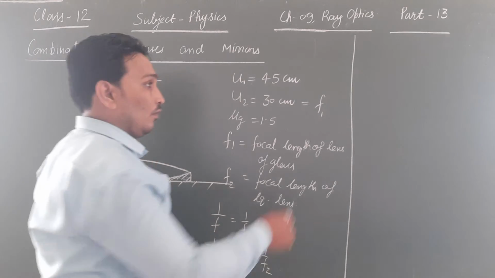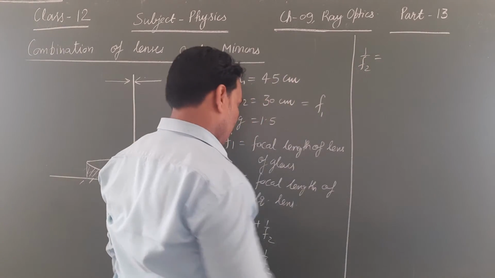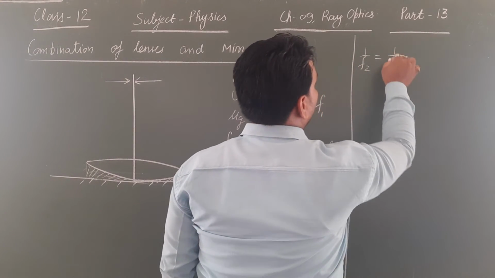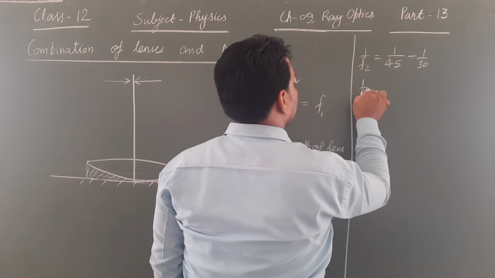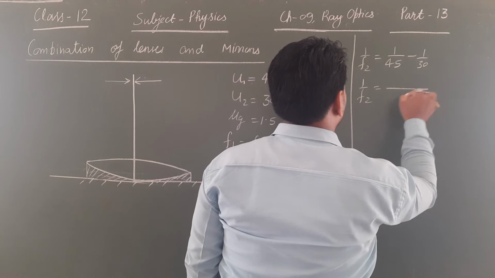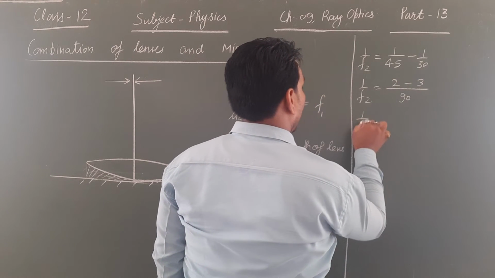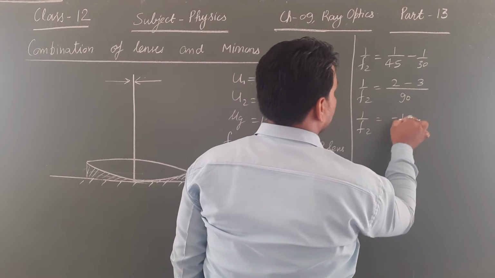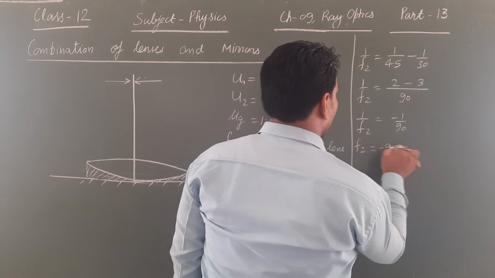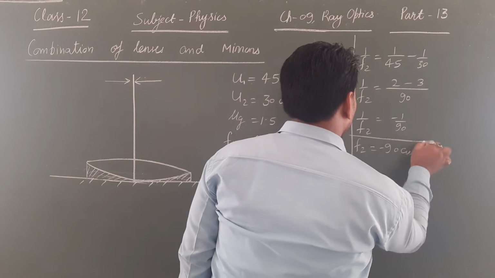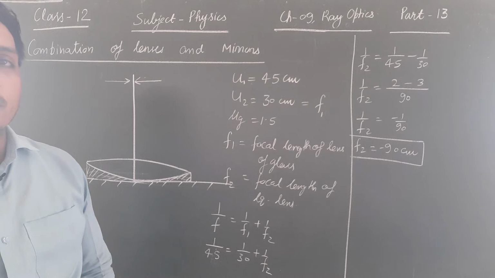So from here, 1 upon f2 is going to be 1 upon 45 minus 1 upon 30. If I take the LCM of these two, the LCM will be 90. So 2 minus 3, 1 upon f2 will be equal to minus 1 upon 90. So f2 comes out to be minus 90 centimeter. So the focal length of the liquid lens is minus 90 centimeter.